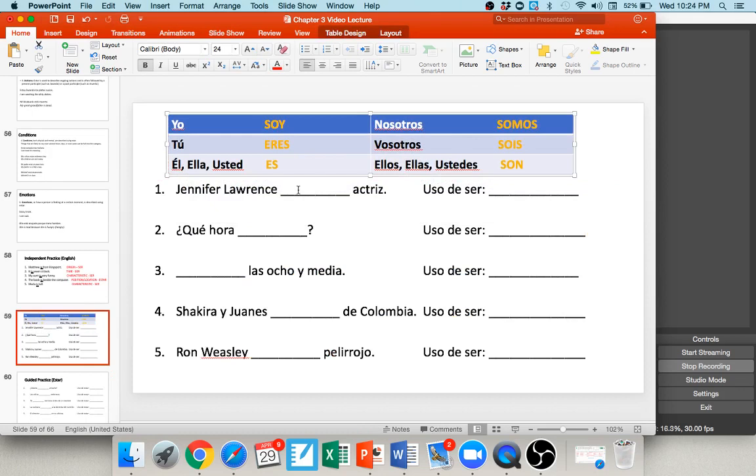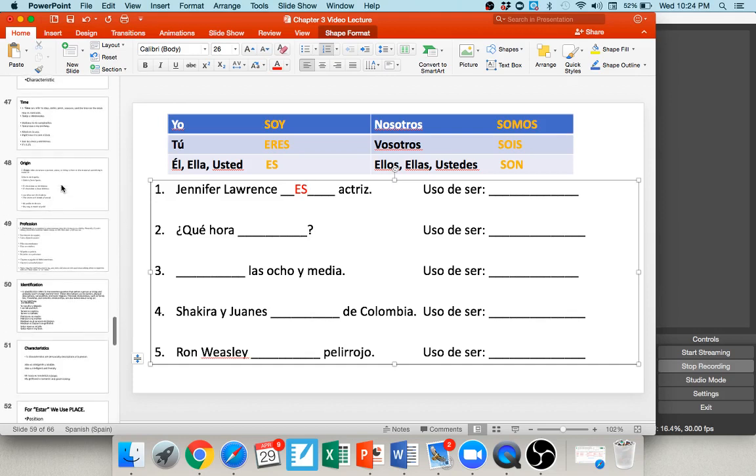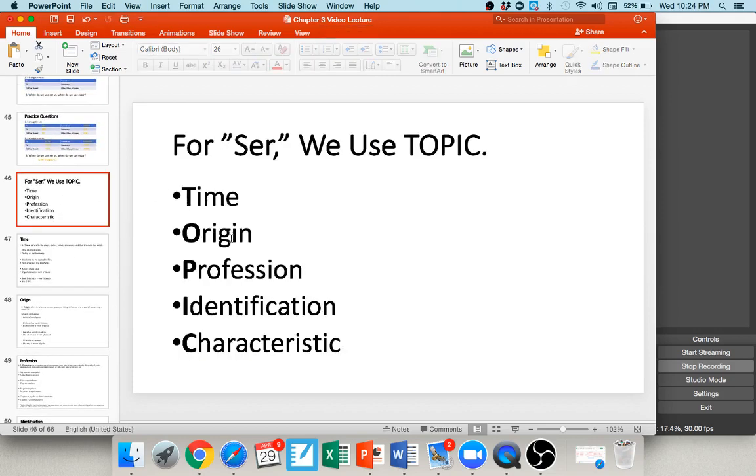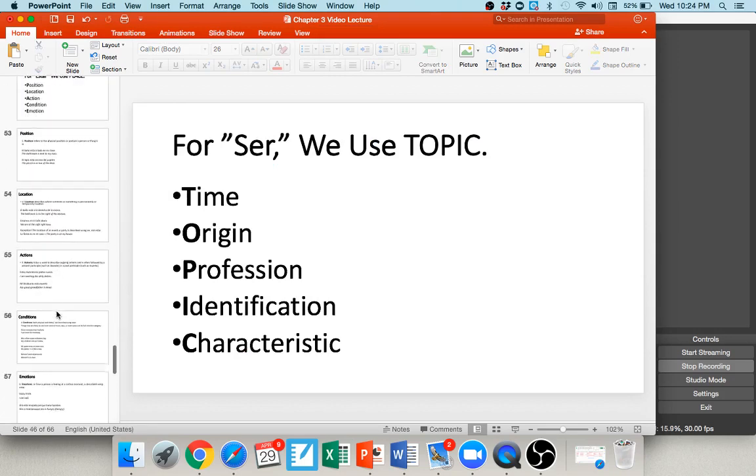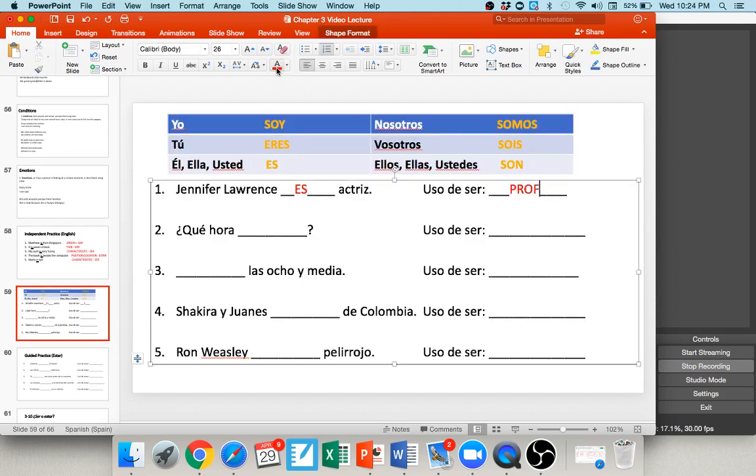For example, it says that Jennifer Lawrence blank actriz. So first of all, ask yourself, Jennifer Lawrence, okay, I, you, he, she, we, they, or you all. Well, Jennifer Lawrence would be she. So we're going to use our bottom left box. We're going to say that Jennifer Lawrence es actriz. Okay, so she is an actress. Well, acting, where would that fall under TOPIC? Would that be time, origin, profession? Profession, right? Acting is a profession. So my uso de ser, my use of ser here, should be profession.